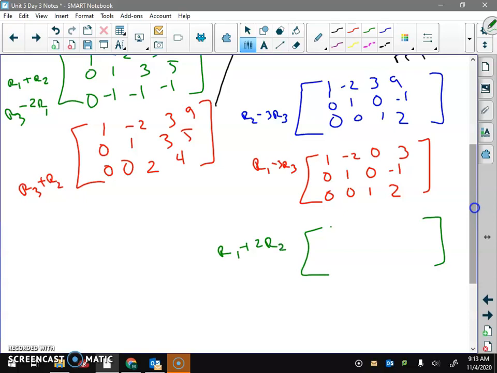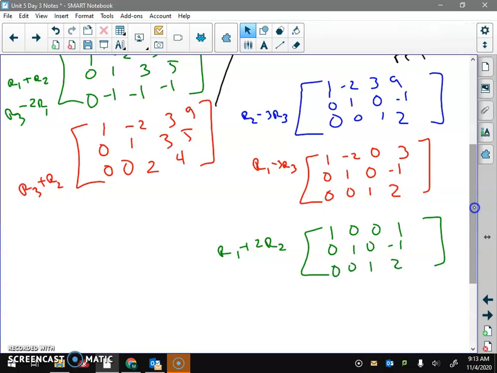1 plus 0 is 1. Negative 2 plus 2 is 0. 0 plus 0 is 0. 3 plus negative 2 is 1. 0, 1, 0, negative 1. 0, 0, 1, 2. So what did I do?